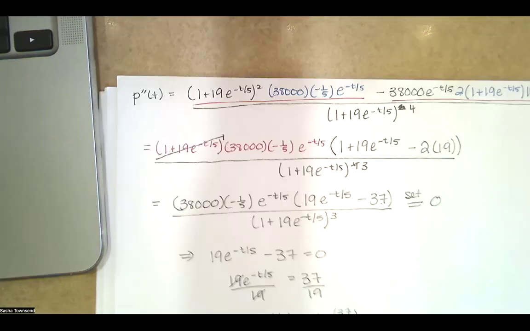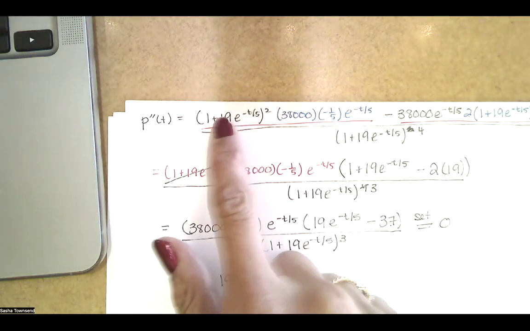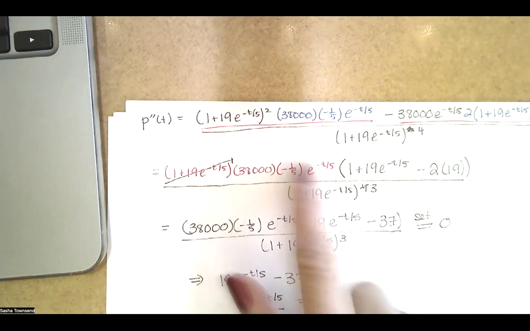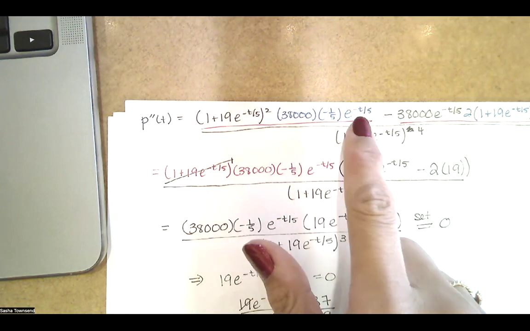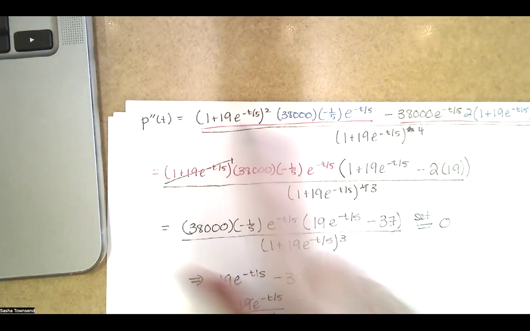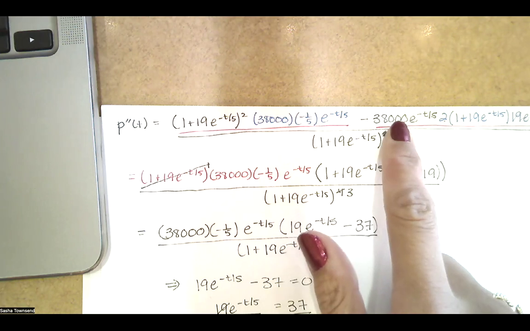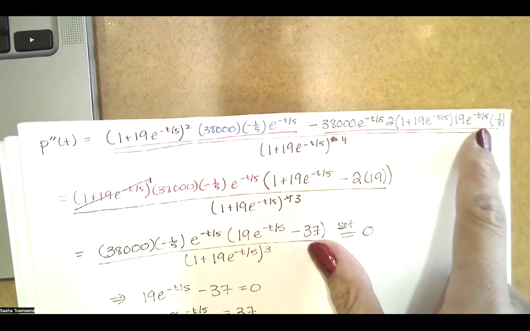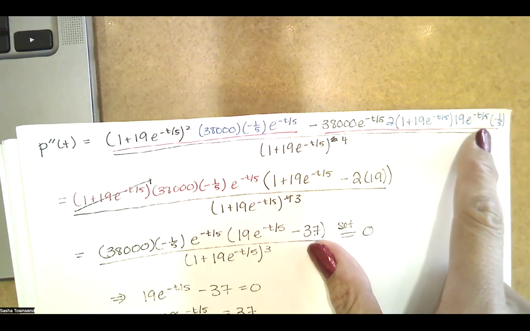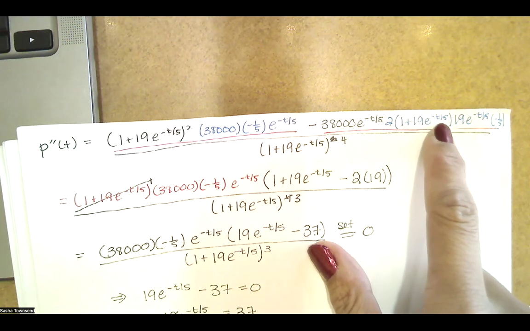We got this. I factored out this, I factored out this and this and this. And I said, okay, what do I have to multiply this by to get this expression? I've taken care of that part, and that part. I've taken care of one of those, so I'm left with one of those. Now here, I factored out the 38,000, the exponential, the -1/5 on the far right, and then I have one of those 1 plus 19 e to the negative t divided by 5.